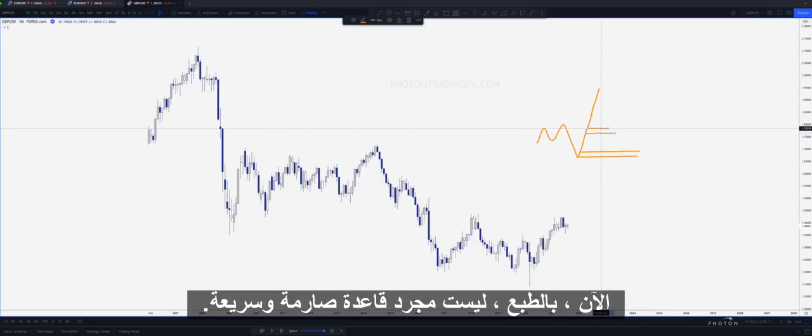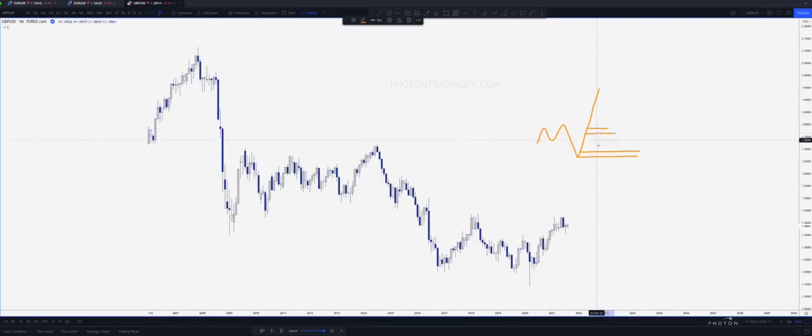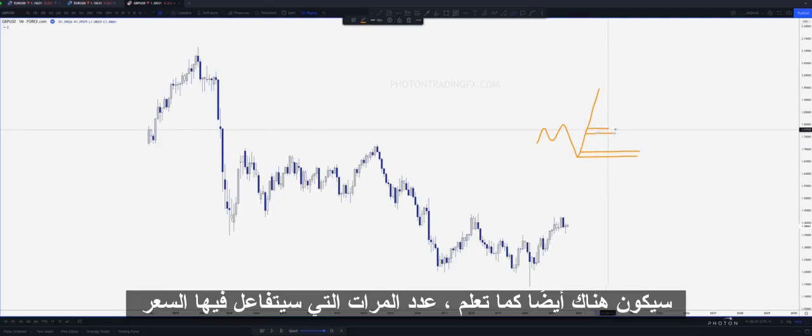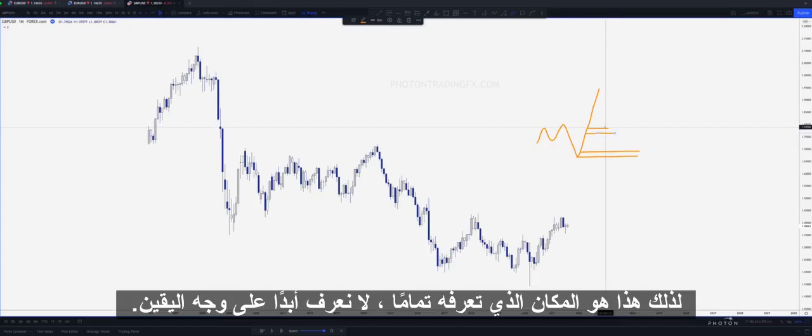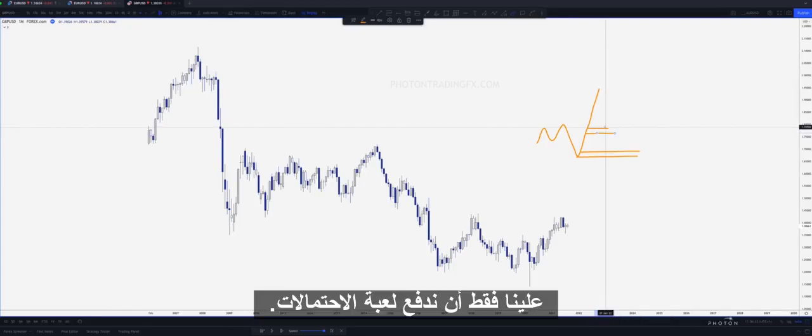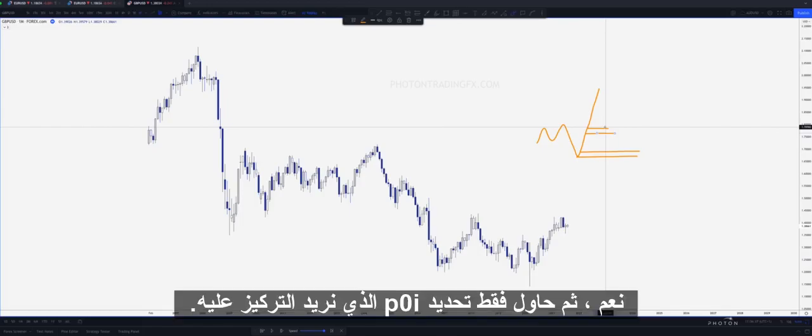Now, of course, it's not a hard and fast rule. You can't just always assume that price has to come back to this extreme. There will also be a number of times where price will react from the decisional. So this is just where we never know for certainty. We just have to play the probabilities game. We have to stack as much confluence in our favor, and then try and decide which POI we want to focus on.